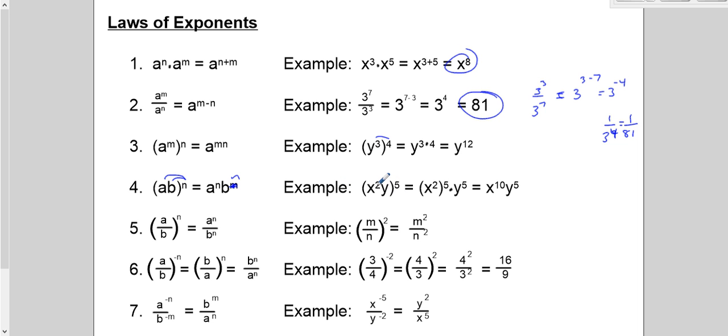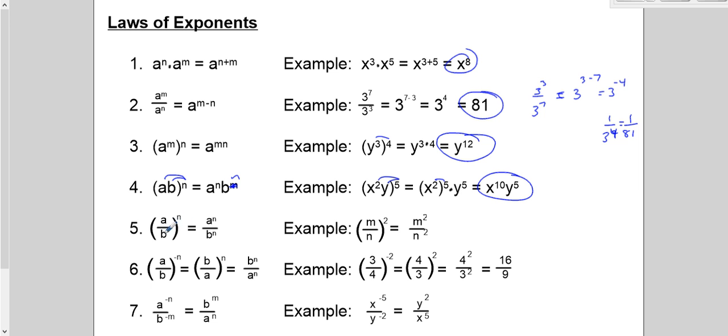So an example of that, if I have x squared times y, all to the 5th power. So that 5 is going to get multiplied by the exponent of 2, and the 5 is going to go and affect that y value also. So I have 2 times 5. As you can see, x to the 2nd times 5 is going to give me that 10. So x to the 10th. And then the 5 is going to go also to the y to get y to the 5th for my final answer there. Up there I had y to the 12th.